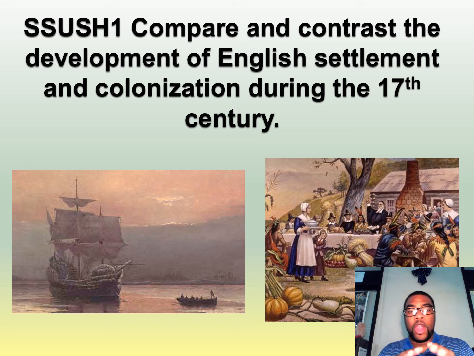Good day, everyone. We're about to go over our first standard, and I just want to go over a couple of things before you start. Before we get started, first thing is the standard. The standard is SSUSH1. All right, that's our first standard. What that means is social studies, United States history, and that's standard one. That's why the number one is there. Now, it is to compare and contrast the development of English settlement and colonization during the 17th century.